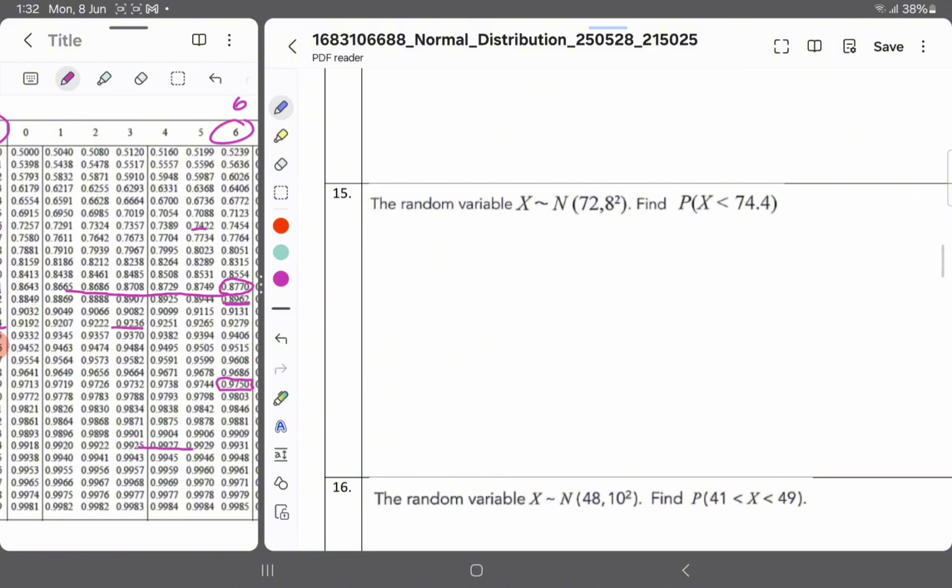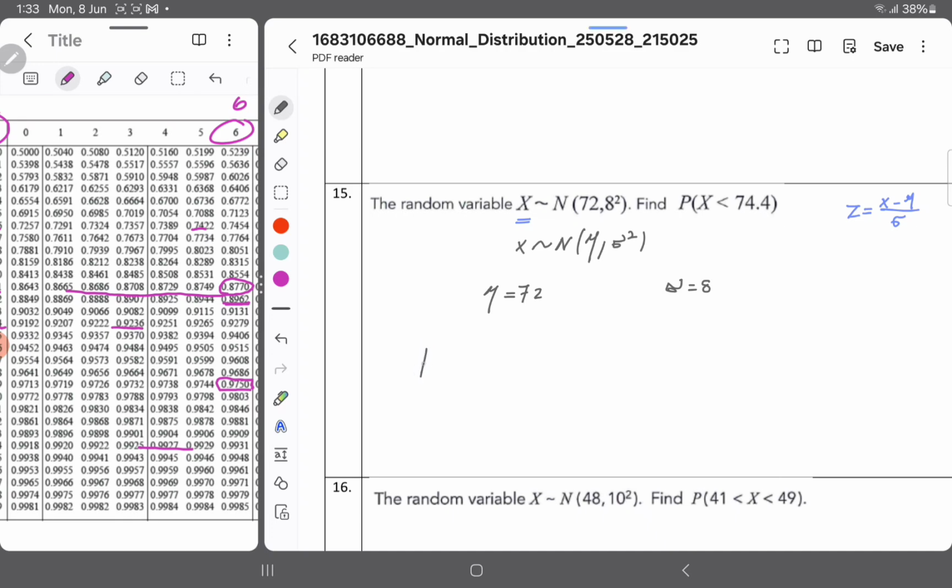In the next question, the random variable x is distributed. Here it is x, not z. So we use that formula: Z equals x minus mu divided by sigma. To transform from x to z, we use that. But first of all, I will write the mathematical notation to state the values of mu and sigma. So x is distributed normally with mu and sigma squared. Now compare that with the given. So mu equals 72 and sigma squared equals 8 squared, so the square will be cancelled, so sigma equals 8.